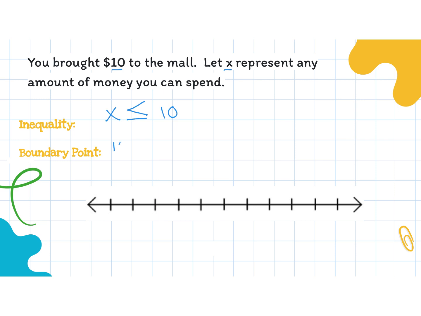Our boundary point is 10. Again, I'm not going to make all of these numbers on here because I'm just a little lazy. 10 and 11 and 12. We're going to go 9 and 8. Let's go ahead. Make ourselves a nice circle that we are going to fill in, because we're also talking about equals. There we go. And we're talking about all values less than and equal to 10. Obviously, this would have a second boundary point, which would be 0, because you can't spend less than 0. But we can talk about that another day.